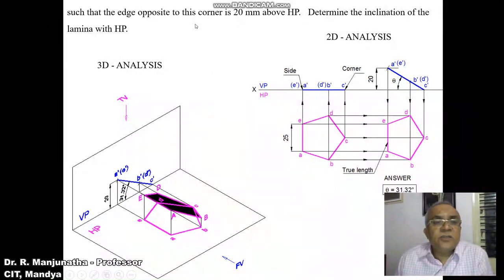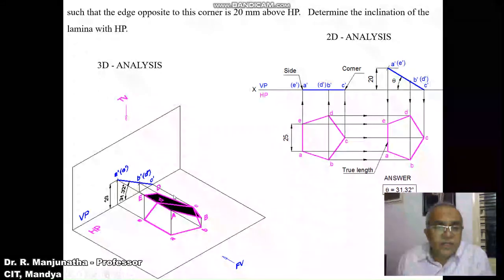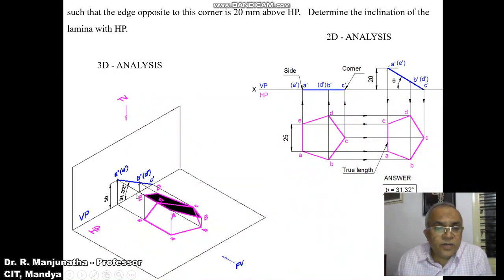Now, the edge opposite to this corner is 20 mm above HP. So here, it is resting on the corner. The edge opposite to the corner, that is AE, is above HP by 20 mm. Once you draw this, the surface is inclined to HP and still perpendicular to VP. So that is the reason why you are getting a line here in the front view, such that C dash is on the XY line and the side opposite to the corner is above HP by 20 mm.